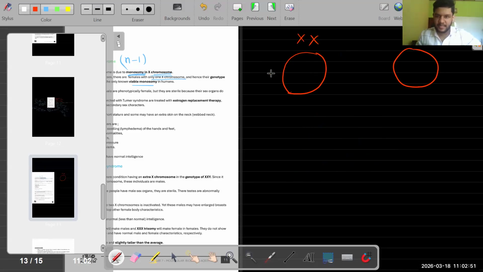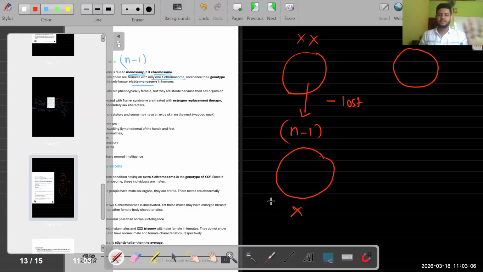Now they are saying due to the monosomic condition, one chromosome is lost. So what is the condition? N minus one. If it takes place in females, they get this genotype. The actual genotype is X, because two X were present, one X was lost, so it is X. But as there is a location for the allele, they are mentioning it as XO.